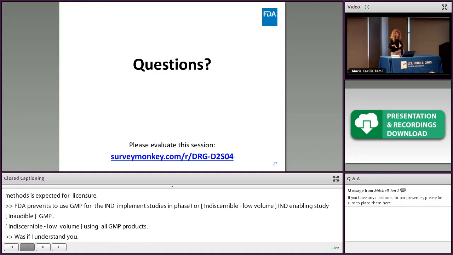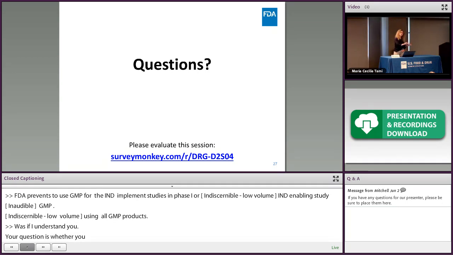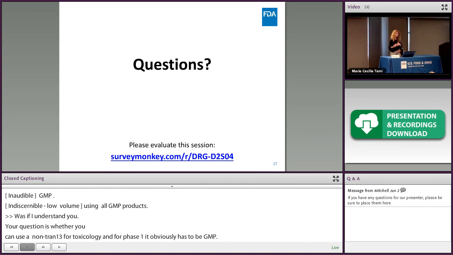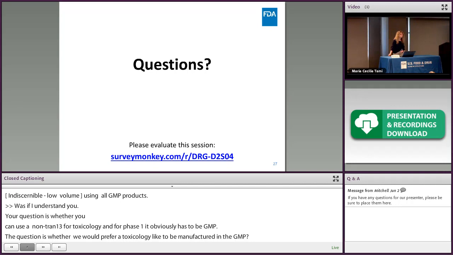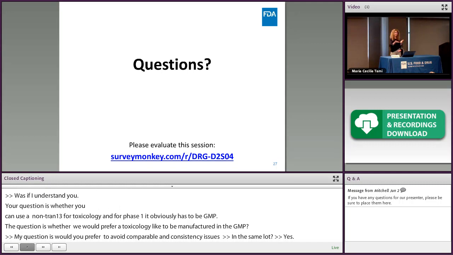So the question is whether you could use, we would prefer a toxicology lot to be manufactured under GMP? No, my question in other way around. Okay. So would you prefer, to avoid the comparability and consistency issue, that you use the very same lot? Yeah, just using the same lot for GMP. That is really your decision. Whether, I mean, it's better for you to manufacture one GMP lot and use it in the toxicology studies and the clinical studies. I think it's better.